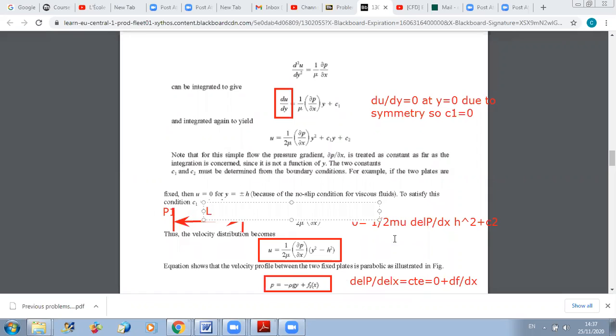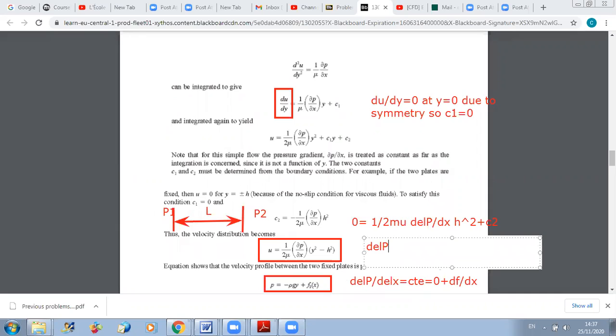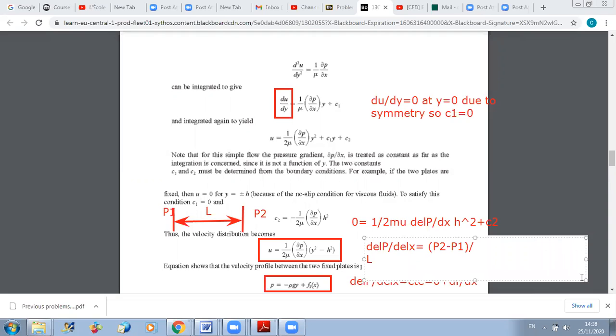del P by del X is equal to the variation of pressure, which is P2 minus P1 over delta X, which is L. Okay, and sometimes in other words we say it's minus delta P over L. Why we put minus delta P? Because pressure will decrease. We call it pressure drop. Why we will have pressure drop? Due to loss of energy.